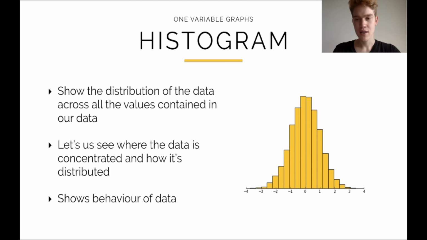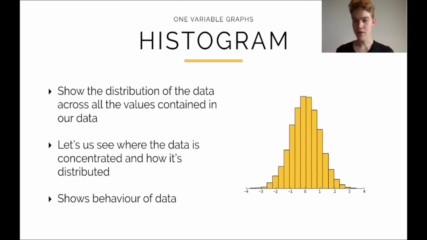Now, we can see an example of a histogram on the right, but what's really cool about histograms is that they show us the distribution of the data across all the values in our data. And so it shows us what happens the least, and it also shows us what happens the most. Histograms let us see where our data is concentrated, and they also let us see how it's distributed. And so through this, it shows a general behavior.